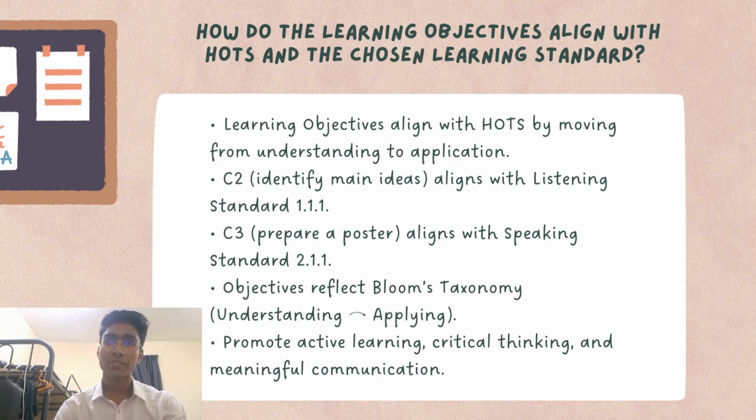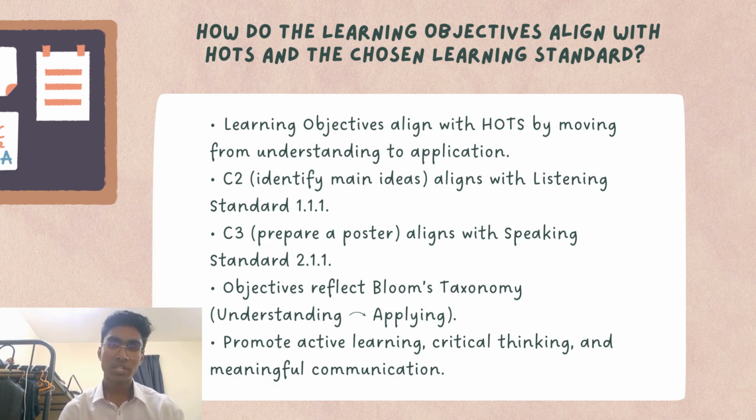The learning objectives align with HAFIDZ and the chosen learning standards by guiding students from understanding to application of knowledge. Firstly, the objective to identify main ideas, C2, aligns with the listening learning standard 1.1.1, as students must understand and interpret the main ideas in longer familiar texts. This reflects the understanding level, C2, of Bloom's taxonomy and forms a necessary foundation for higher order thinking.